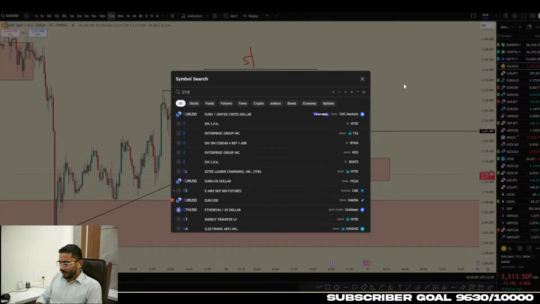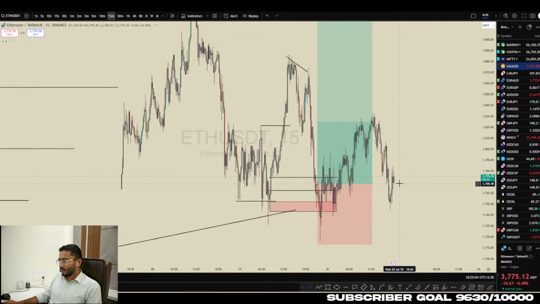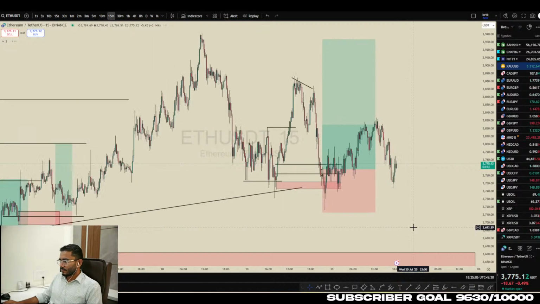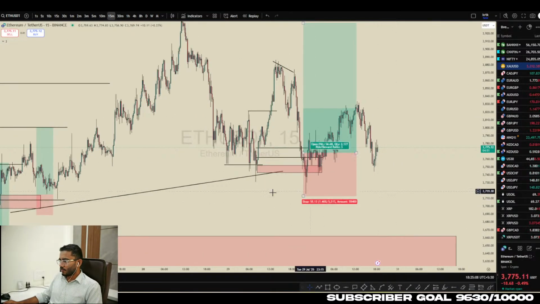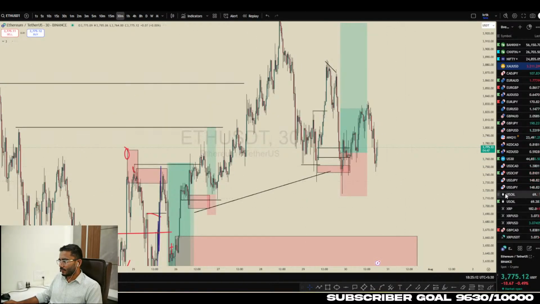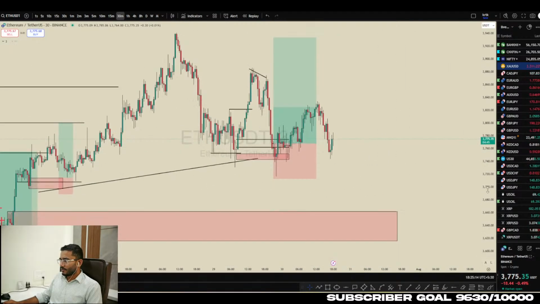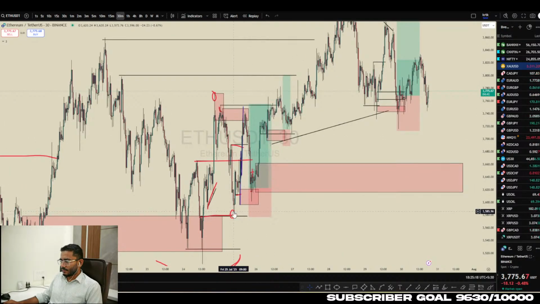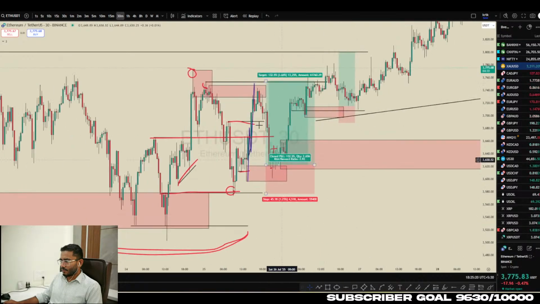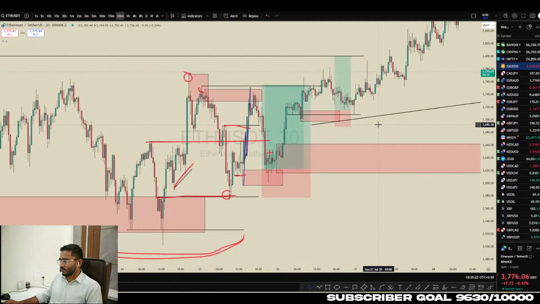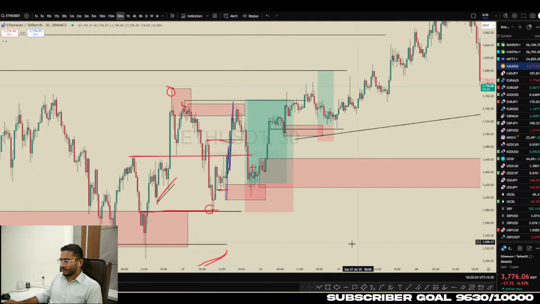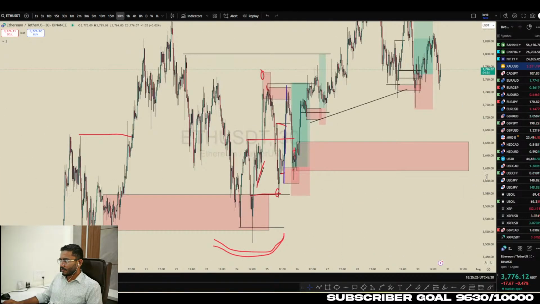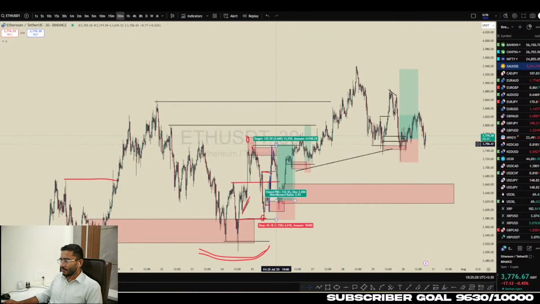Here is the trade in Ethereum. Yesterday I gave this one. It's still holding. Price nearly came to my stop loss, but it didn't hit the stop loss. On Friday, I called out this trade live on this channel only. This one. The original take profit was here.